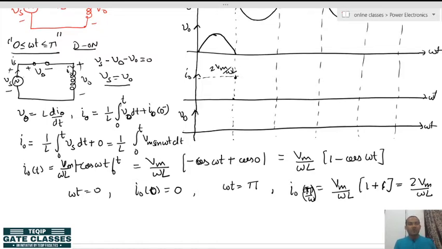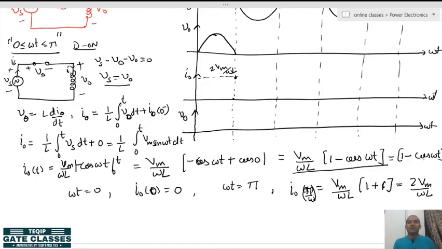All right. Now we have to know what the nature of the curve is. That is already clear with this equation. How you have to proceed with the curve is already clear here: 1 minus cos omega t. If you write Vm upon omega L as some constant value, then the normalized curve can be written as 1 minus cos omega t, where Vm upon omega L is just a scaling factor.